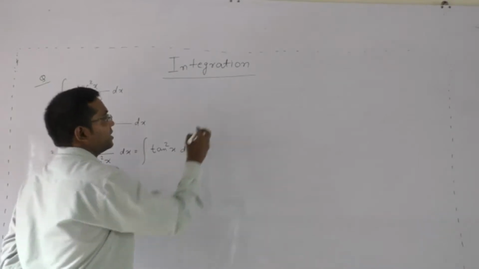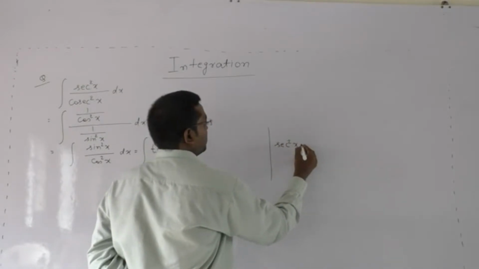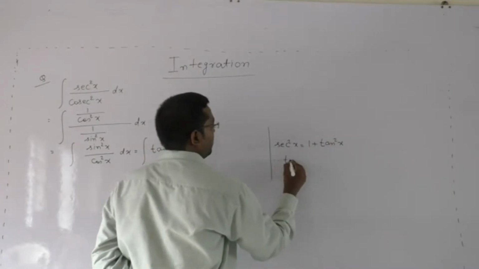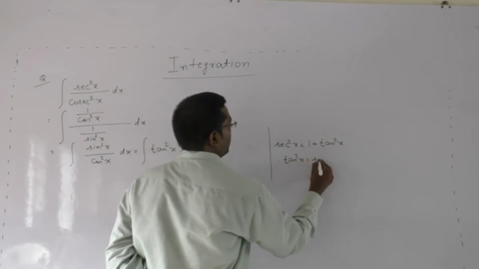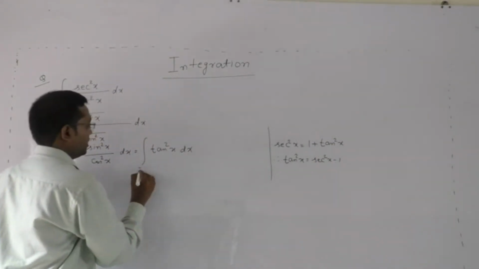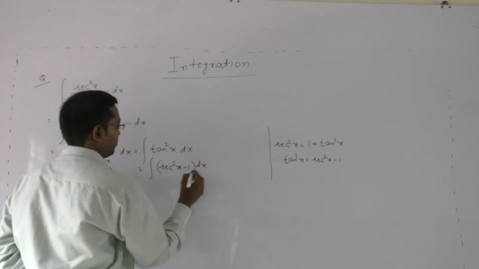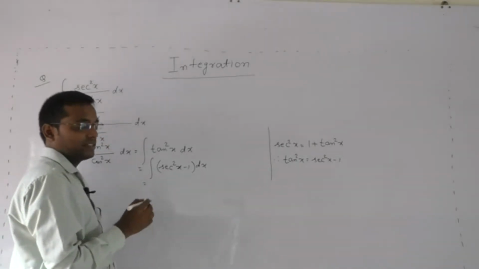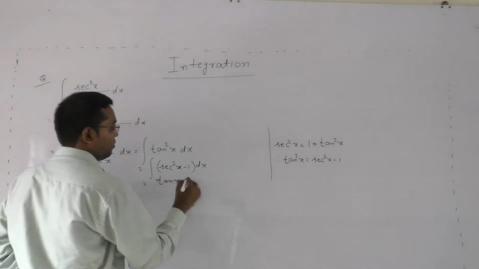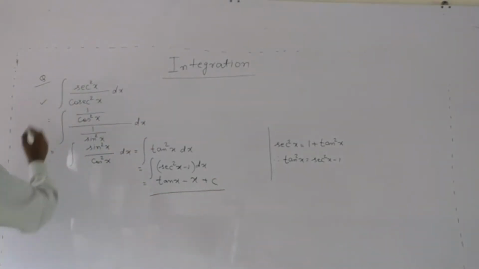We know one formula in trigonometry, that is sec square x equals 1 plus tan square x. Hence tan square x will be sec square x minus 1. We can use it here. So this integration can be written as the integration of sec square x minus 1 dx. Now the integration of sec square x is tan x, because the differentiation of tan x is sec square x, minus the integration of dx, which is x, plus c. So this is the integration of this function.